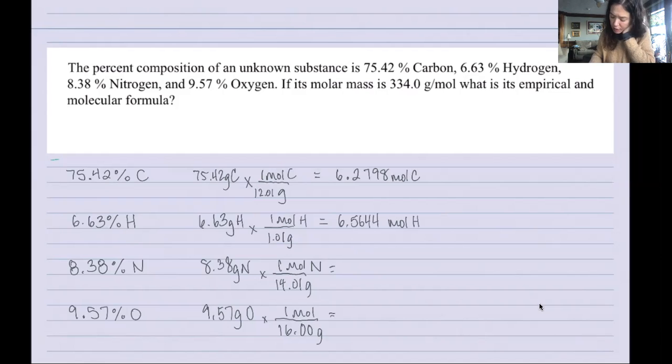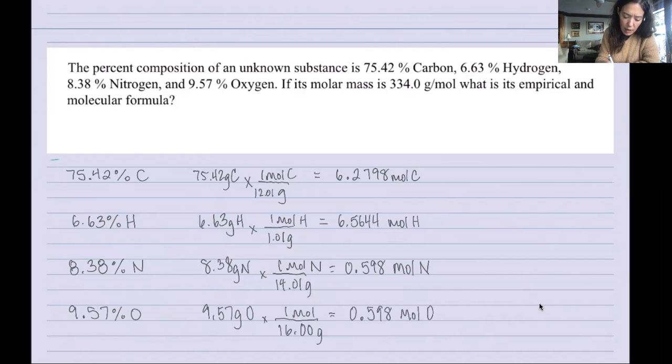8.38 divided by 14.01 equals 0.598. That one's not so important because it's not much of a number. Nitrogen, and then 9.57 divided by 16. I get 0.598. Again, that's always a good sign, guys, when I see I've gotten the same number. So we took our percent to grams, we took our grams to moles.